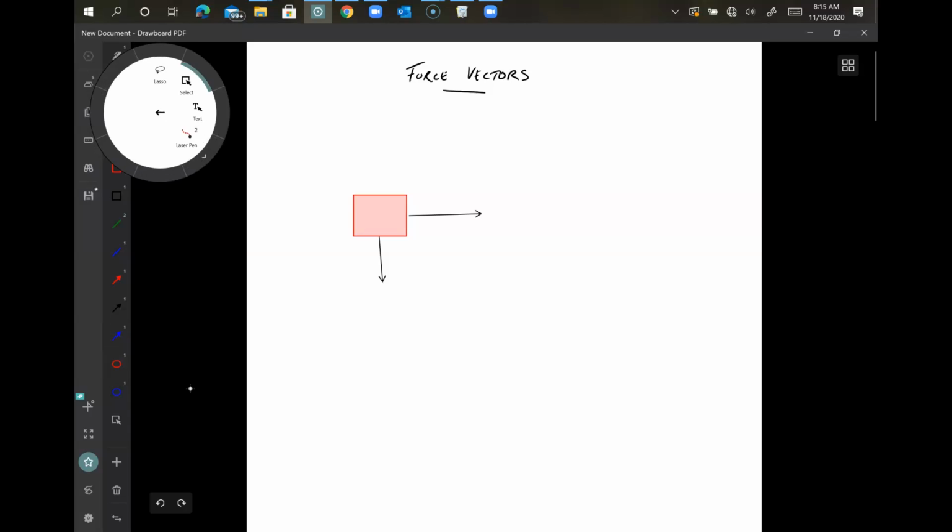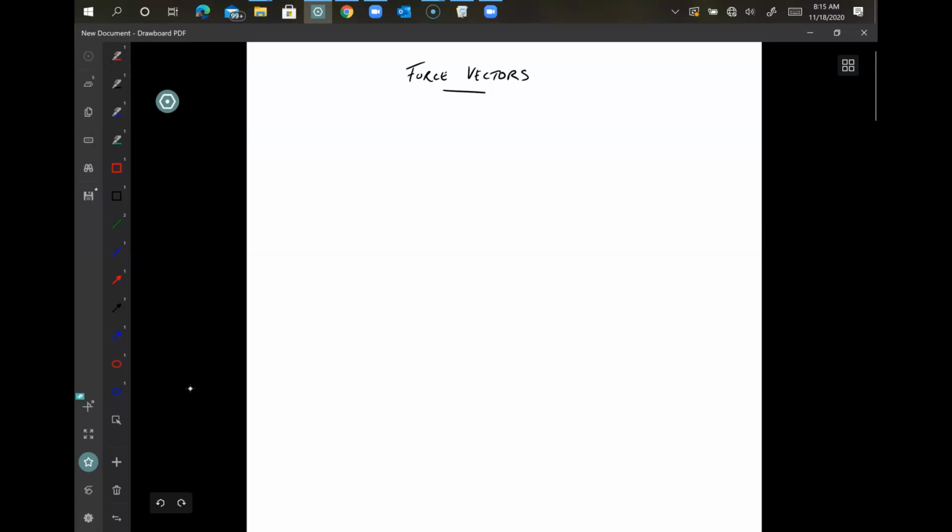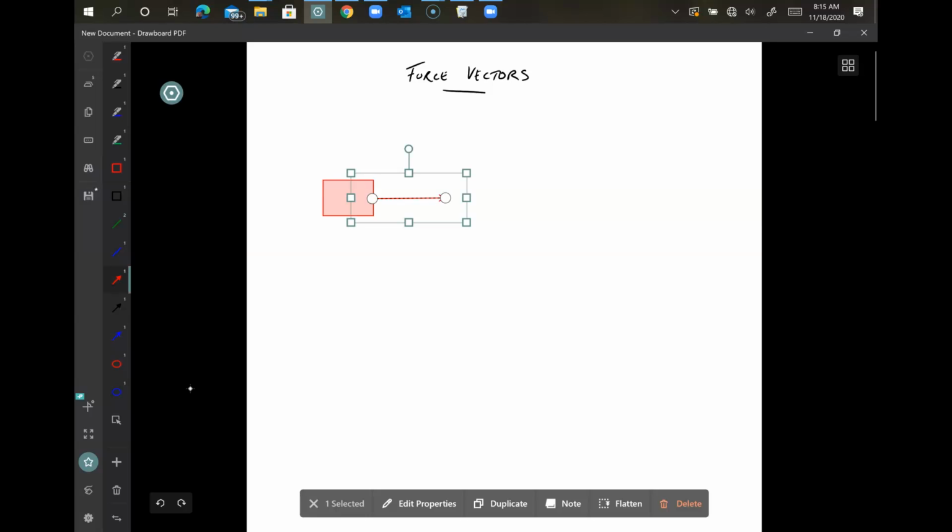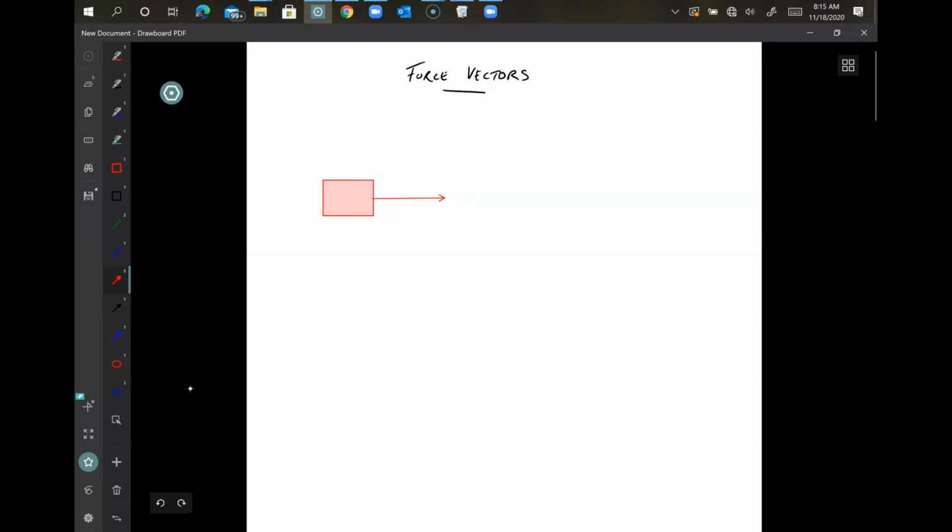But let's start with something much more simple. We'll start with a single box and a single force acting on this box. So here we go. Here is a box with a force, let's call it F, acting on it. And what we know about Newton and his laws tells us that this box will accelerate to the right.